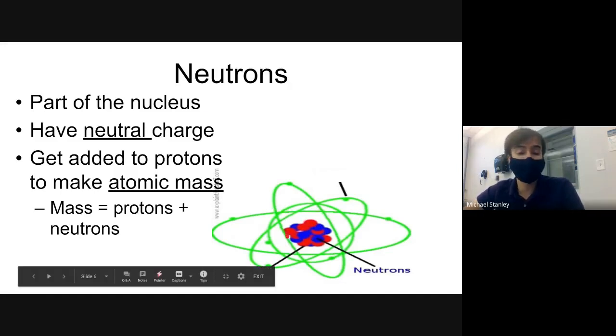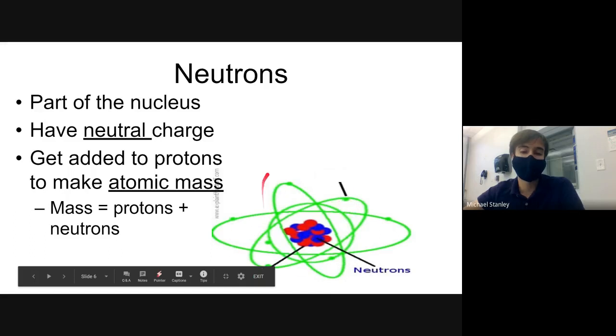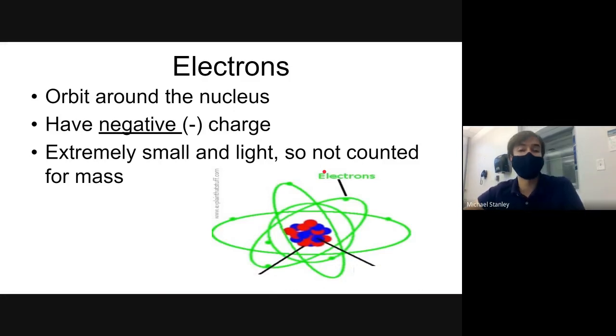So these are the two particles that are hanging out in our nucleus down here, right? In this little picture, we've got our red protons and our blue neutrons, and they're all crunched up together in our nucleus. But that's not the only thing that we've got in our atom, right? We've got all these electrons swirling around the outside. So the electrons are not part of the nucleus. Instead, they orbit around the nucleus.